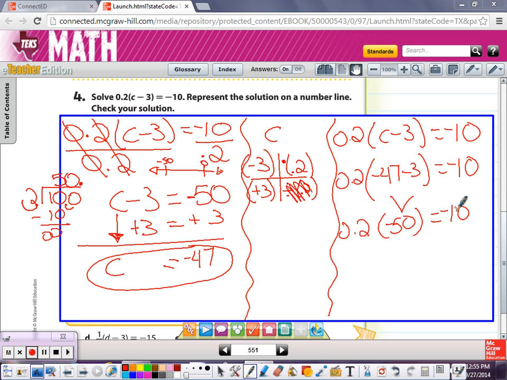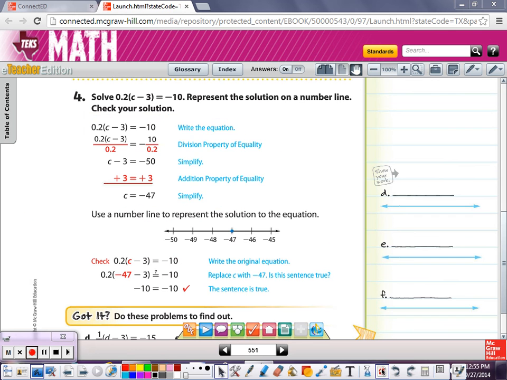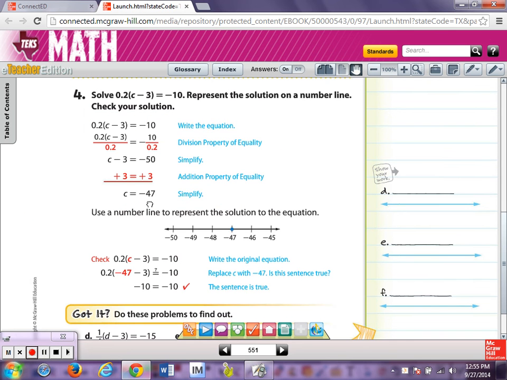And for those of you who may need to see the work, I'll do it for you. 50 times 0.2. 2 times 0 is 0. 5 times 2 is 10. I have one number past the decimal point, so I move the decimal 1 point in. So that means this gives me a 10. A positive times a negative is a negative. This does check out, which means my solution of negative 47 is true, or correct in this case. And when I look back, same thing we have right here.